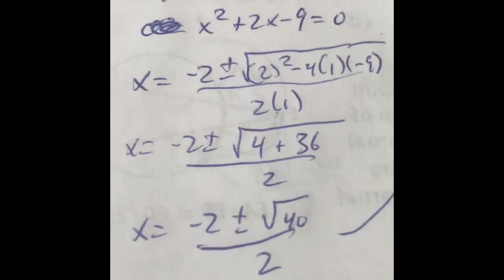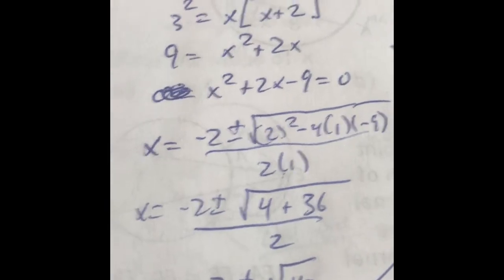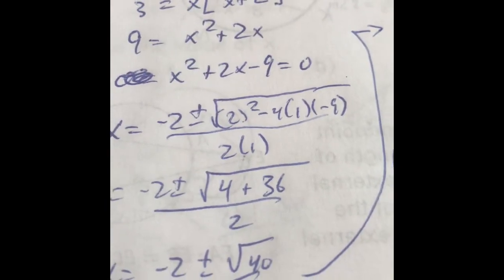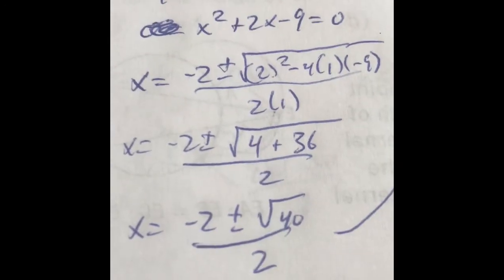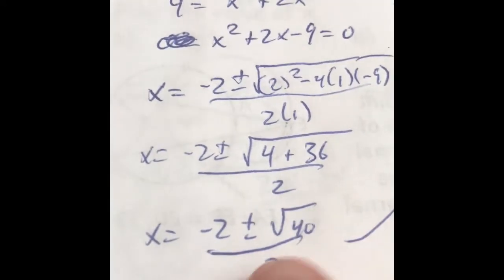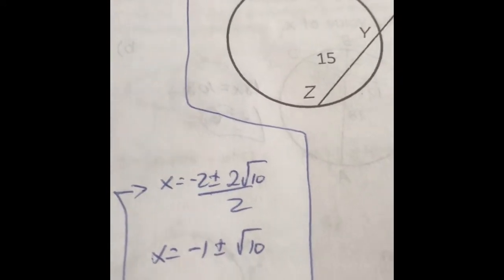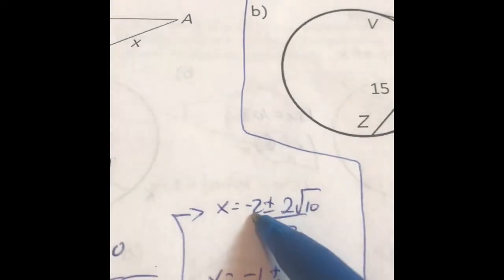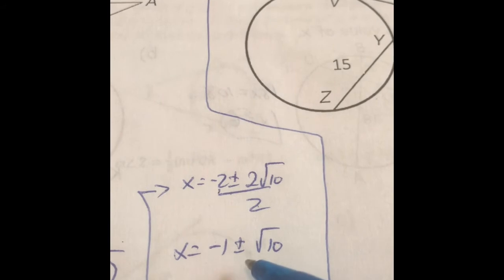All right, so working through the quadratic formula, you're going to get x is equal to negative 2 plus or minus the square root of 2 squared minus 4 times 1 times negative 9, over 2. So that's x is negative 2 plus or minus root 40 over 2, which means x is equal to negative 2 plus or minus 2 root 10 over 2. Try to reduce that because 2 goes into all three of these numbers. So you're going to get x is equal to negative 1 plus or minus root 10.